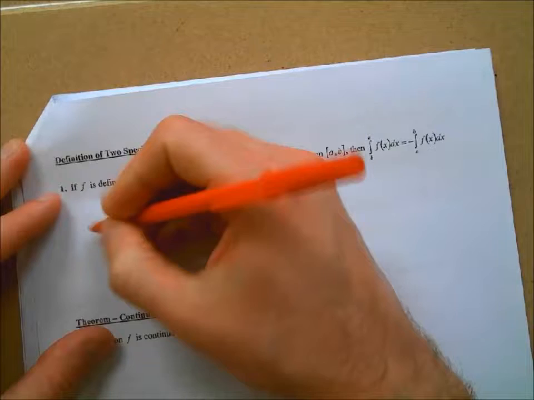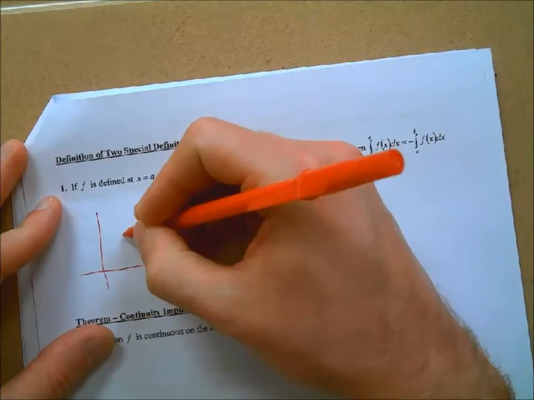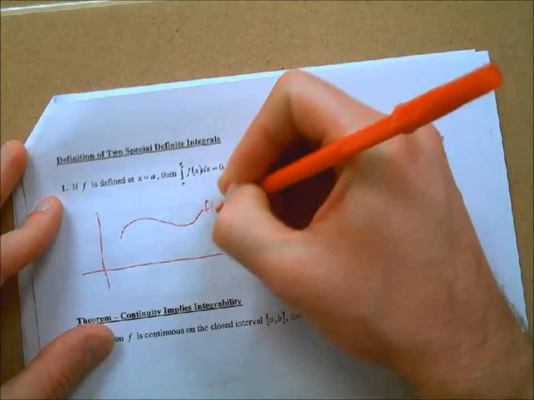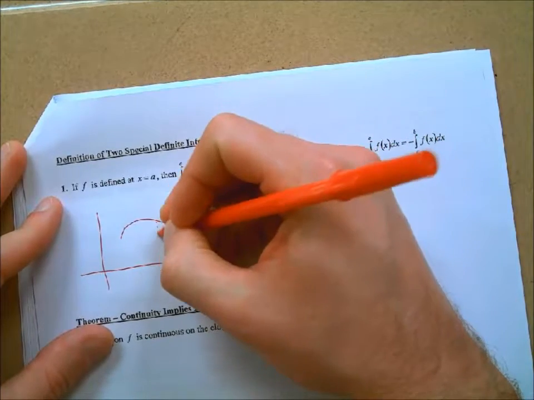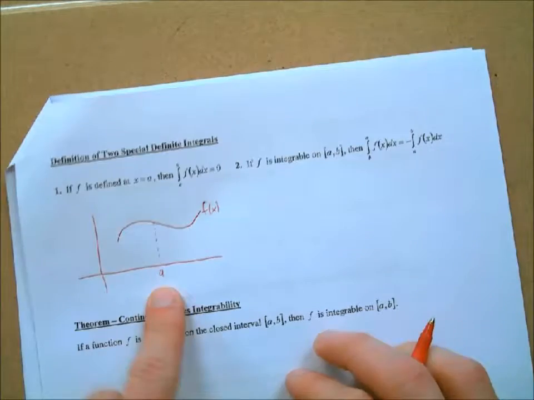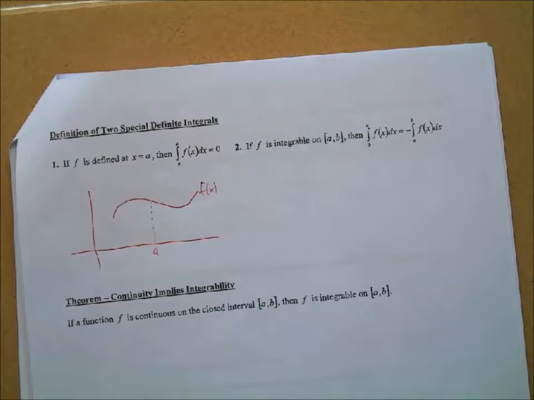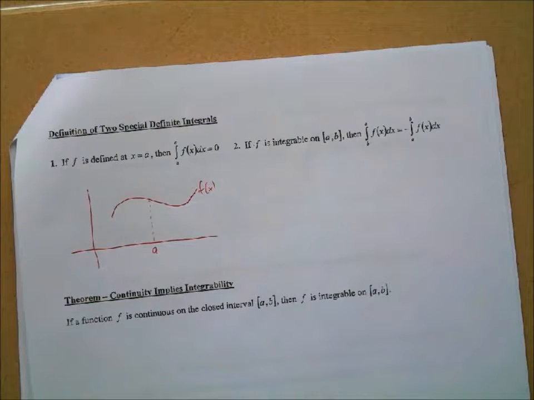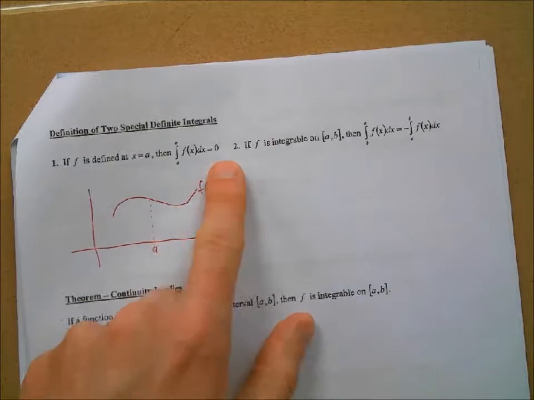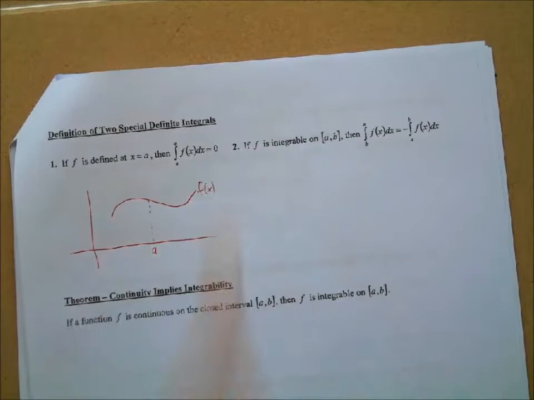Which should make sense if we have a function. There's f of x, and we just graph, there's a, and we integrate from a to a. Is there any area between a? No, right, because it's itself. And so we would say then the area here should be 0, right? So it's just going to be 0. Okay?